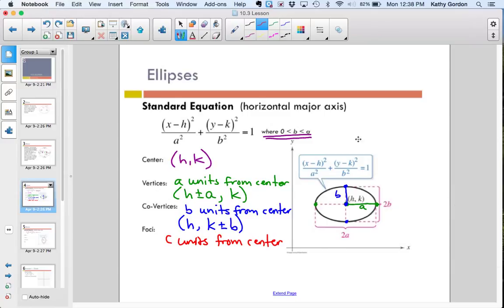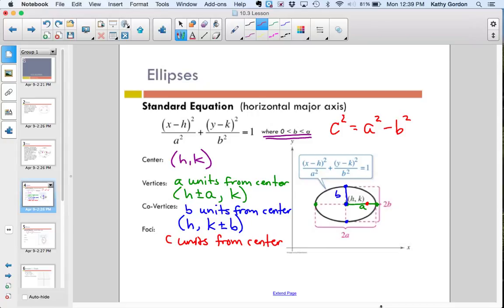So, c squared has its own little equation when we're dealing with ellipses. c squared comes from taking a squared minus b squared. Now, why minus? Because c has got to be a point somewhere in between the center and the vertex, right?